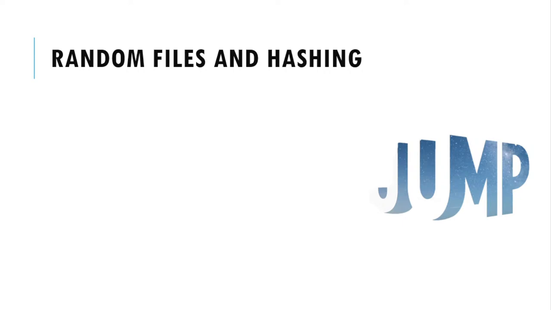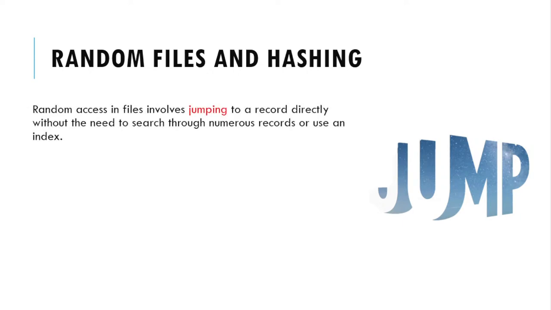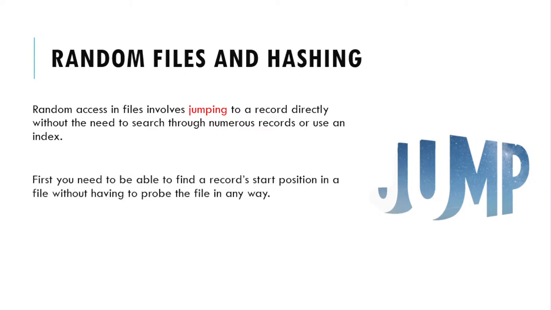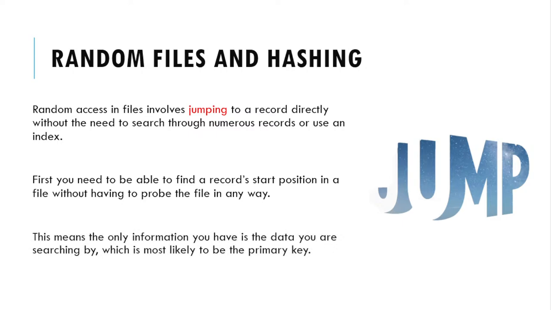Now we need to talk about random access files and hashing algorithms. Now, we've been through this before, haven't we? But random access involves jumping to a record directly without the need to search for anything. So the reason why we can jump straight to it is by using a hashing algorithm. We need to find the record start position without having to probe it or interrogate the file in any way. So this means that the only information that you have is the data you are searching for, and that is most likely to be that primary key in our table, because it's unique data to the data set.